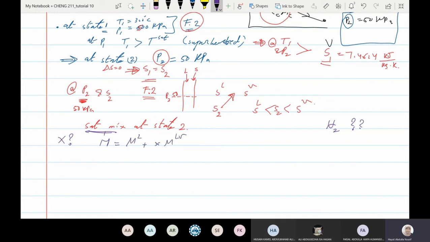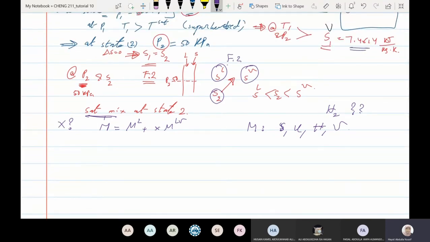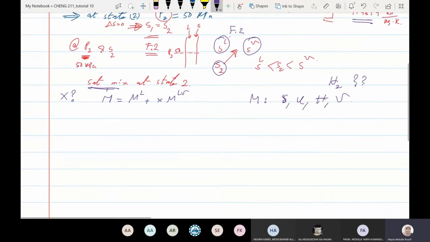Now, M can be S, can be U, can be H, or can be specific volume. So this is what M means. Because of that, I will substitute here, since I have S2, S liquid and S vapor, which I got from table F2. S2 was equal to S1, which you agreed with me is 7.4614. Then here I can just substitute.